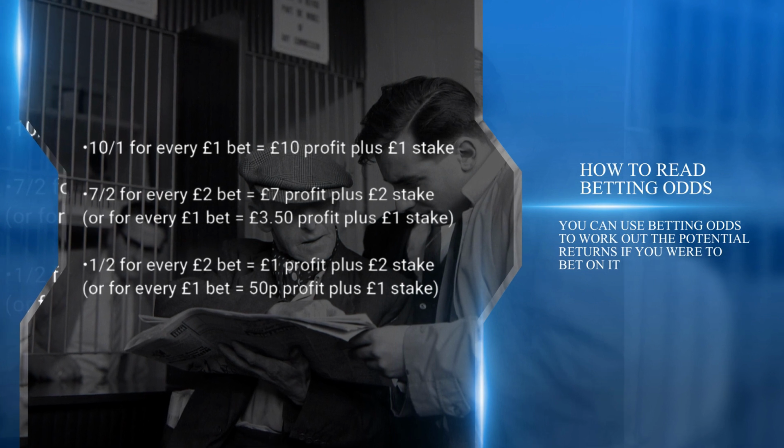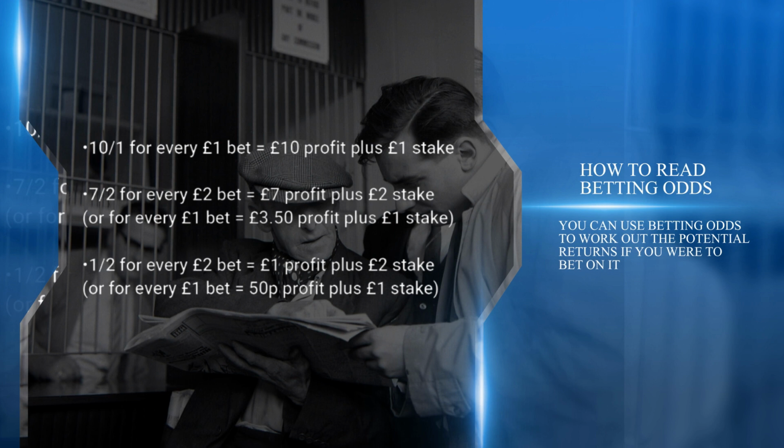Fractional odds tell you the potential winnings in relation to the stake you place on the bet. For example, if you place a £1 bet on Manchester United to beat Tottenham at 4 to 1, it will pay you out £5 if successful: £4 profit plus your £1 stake.